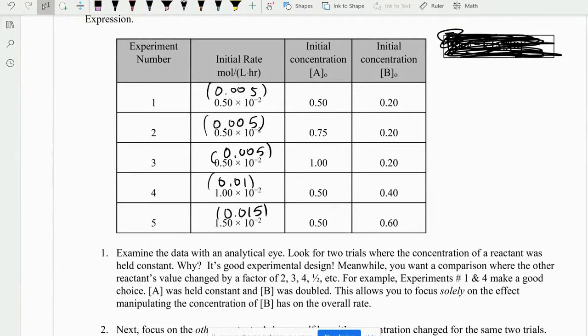Here's our data. I have run 5 different experiments. I went ahead and pulled the initial rate out of scientific notation. For some of you, it might be easier to see how rates are changing when they're not in scientific notation. You don't have to do that though. I'm also given initial concentrations for either reactant. So it looks like we ran an experiment 5 times where we just varied the concentrations of either reactant to see how the rate would be affected.